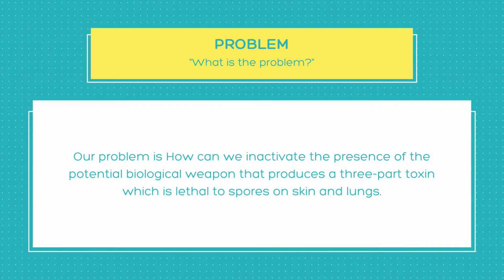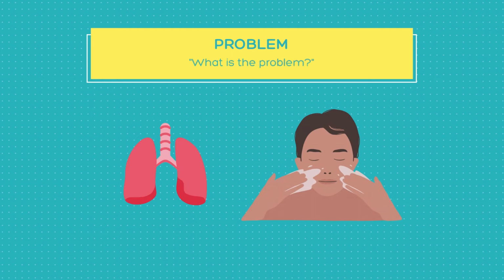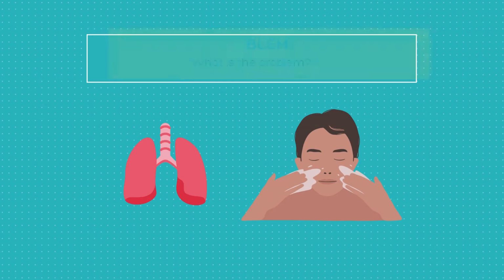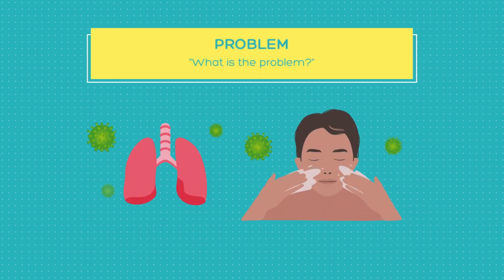So, what is the problem? The definition of a problem is something that has to be solved, or something unpleasant or undesirable that needs to be corrected. Our problem in this scenario is how can we inactivate the presence of the potential biological weapon that produces a 3-part toxin which is lethal to spores on skin and lungs.